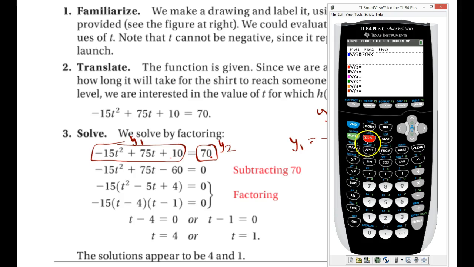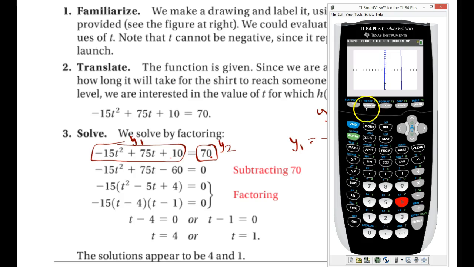Negative 15x squared plus 75x plus 10, and I let y sub 2 be the second function, 70. So this time I'm not going to guess left, guess right to find the zeros, but I'm going to find the intersect. I'm going to hit zoom 6. That gives me a standard 10 by 10 by 10 graph, so no matter what I did on the previous problem, I know I can always start with a 10 by 10.